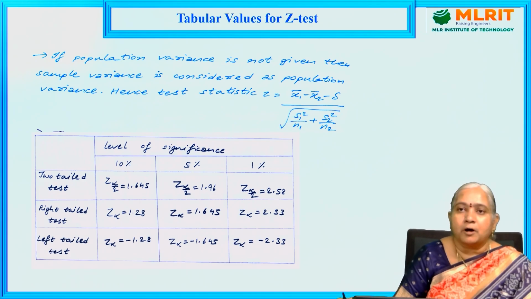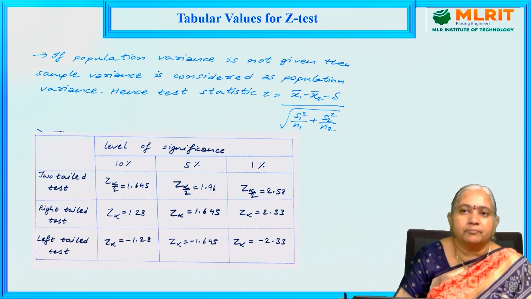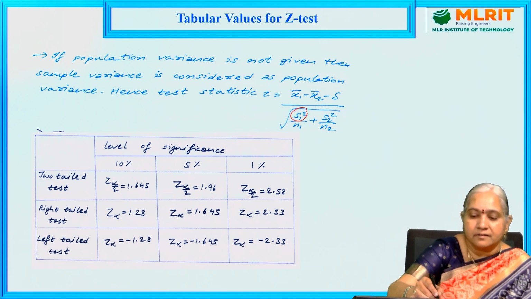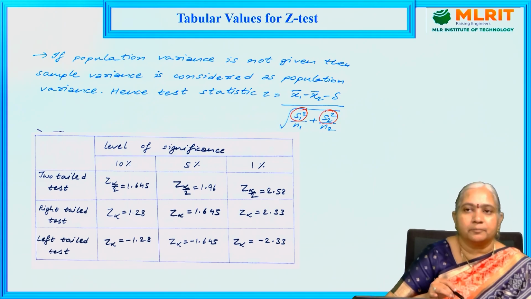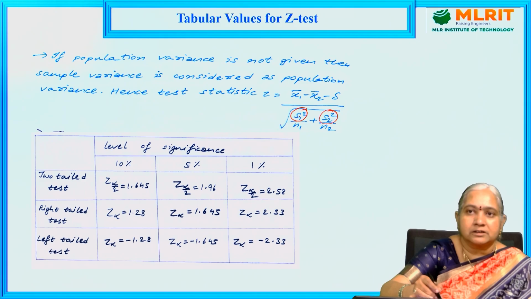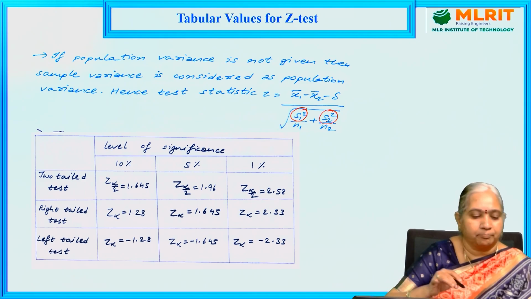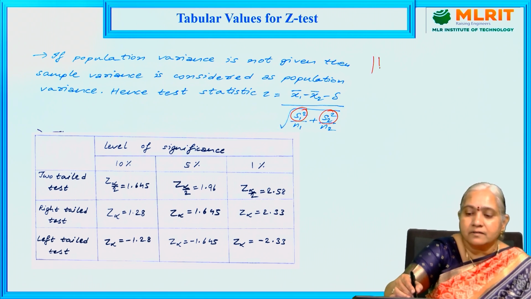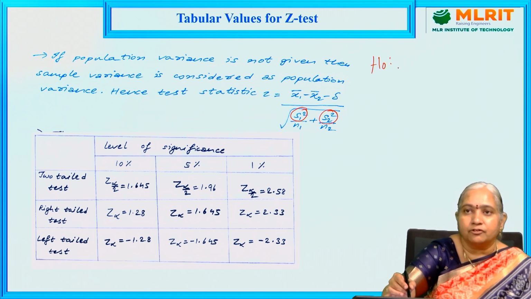Suppose population variances are not given, then we take the test statistic using sample variances S1 square and S2 square. S1 square is the first sample variance, S2 square is the second sample variance. Here we are testing the hypothesis that there is no significant difference between two population means. That is, we always define the null hypothesis in difference of means as mu1 equal to mu2.